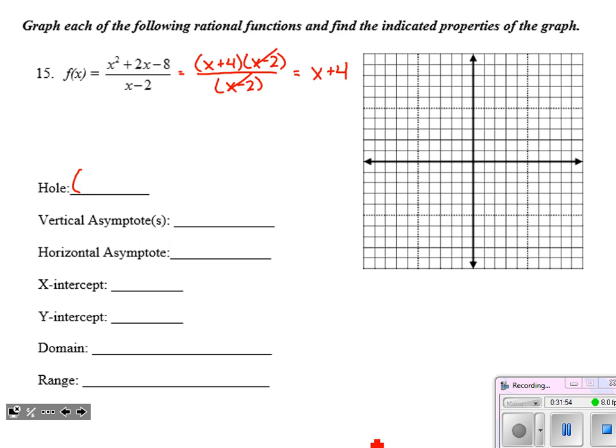When a factor cancels, it produces a hole in the graph. So what x value would cause that 0 over 0? What x value comes out of that canceled factor? It's a positive 2. And I want to find the y value that goes with it. So I'm going to plug that into our simplified function over here. It actually works. It doesn't give us a 0 over 0. I get an output of 6. So the point (2, 6) on that graph is a hole. I'm just going to mark that with an open circle right now.